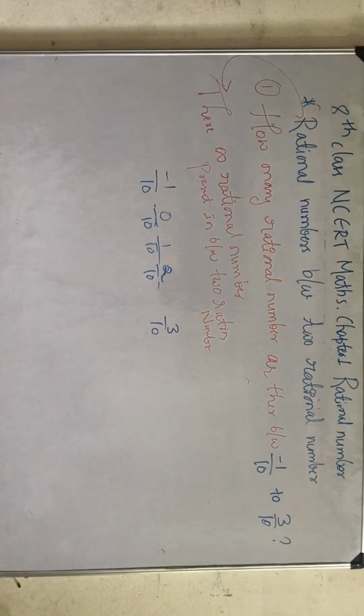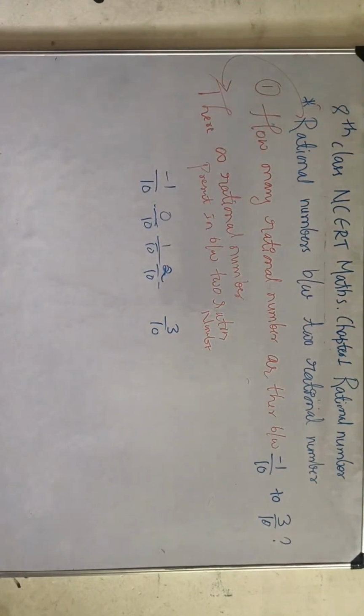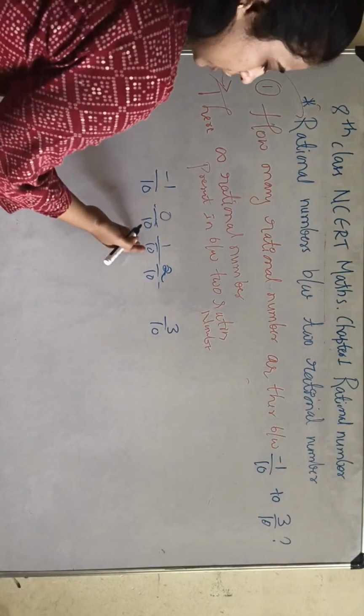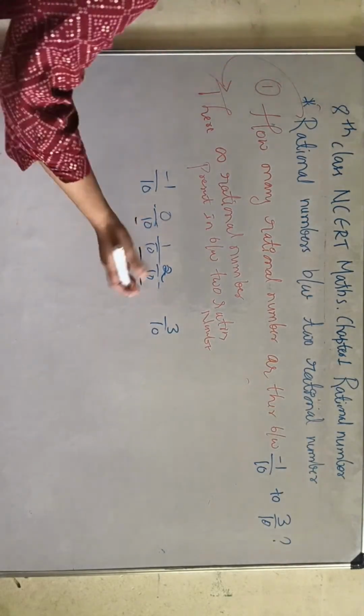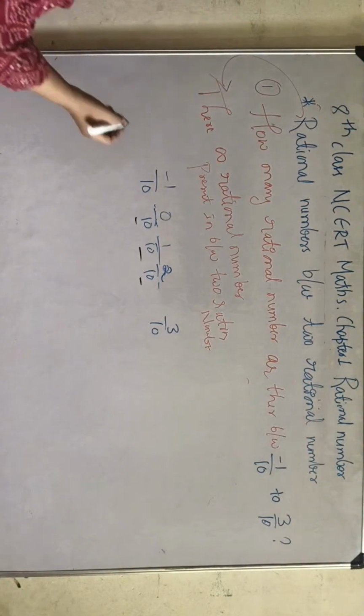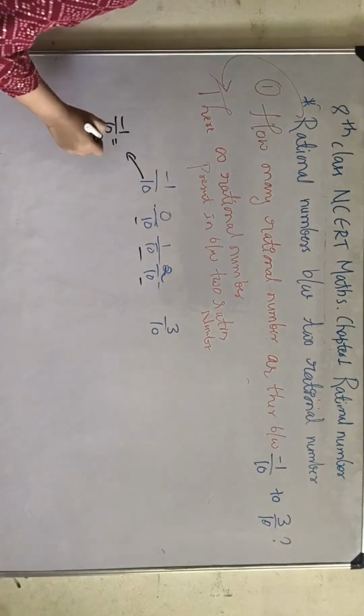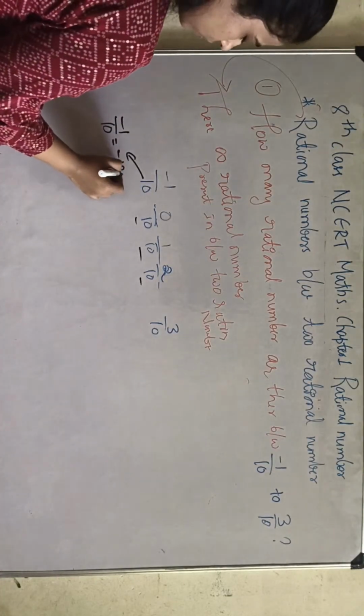See, if I ask you how many rational numbers are there between minus 1 by 10 and 3 by 10, you will think, okay, maybe there are only 3 rational numbers in between the 2 rational numbers. Okay, you may think like that. No, right?